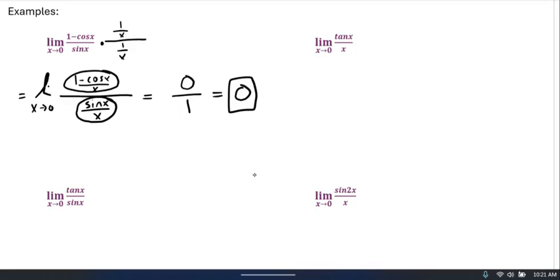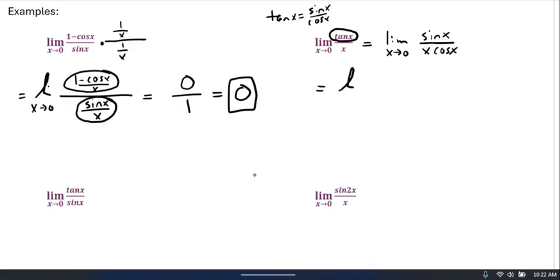Let's take a look at the one on the right. The limit as x goes to 0 of tan x over x. Now, we don't have that, so we can use some trig identities. You might recall, and I did this earlier, that tan x is equal to sine x over cosine x. So I'm going to rewrite this as the limit as x goes to 0 of sine x over x. But then the cosine x I can think of as coming down to the denominator.